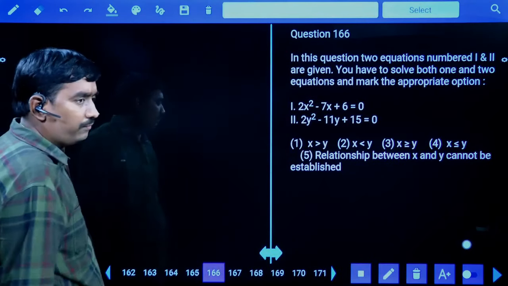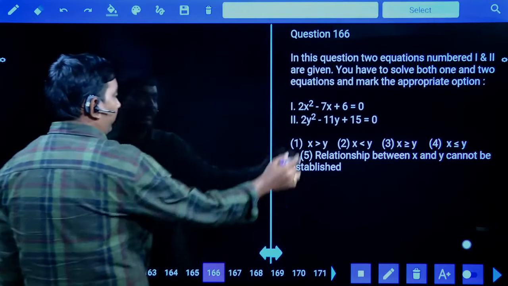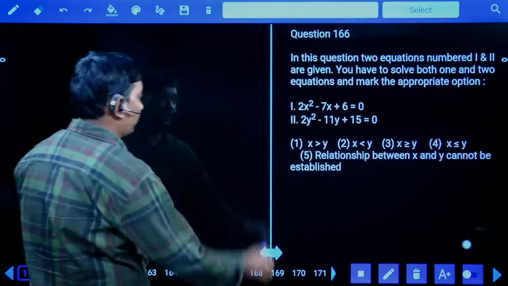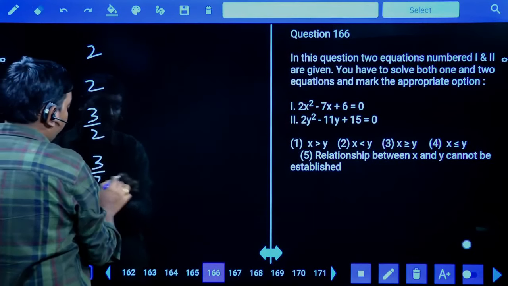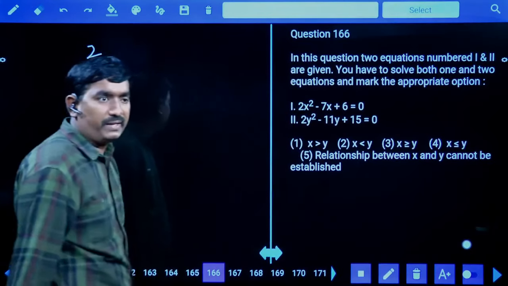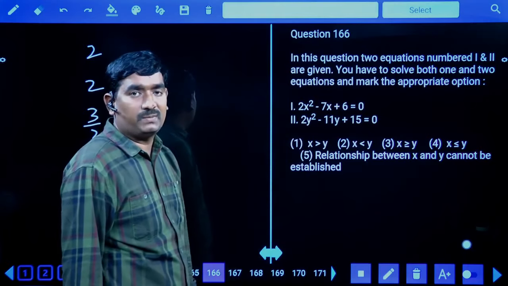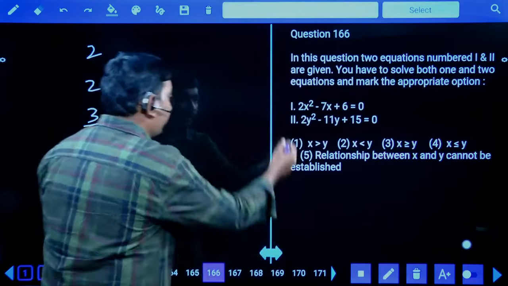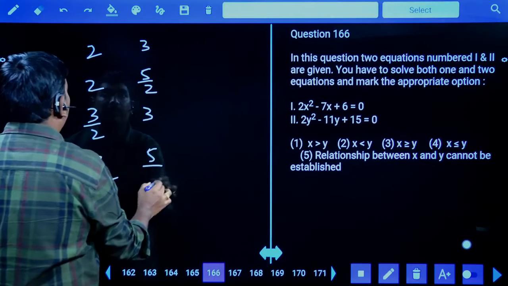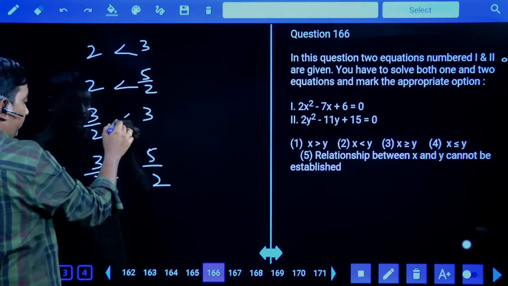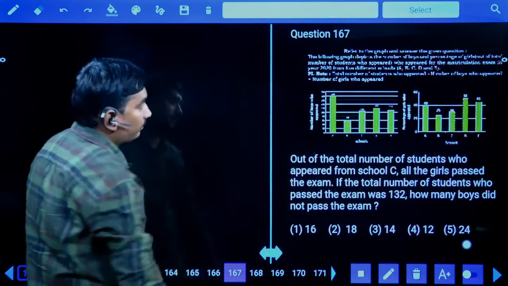6 2s are 12, 4 3s are 12, minus 4 minus 3 is minus 7. Initially minus 4, minus 3; finally plus 4, plus 3. 4 by 2 means 2, 3 by 2. 15 2s are 30, 6 5s are 30, minus 6 minus 5 is minus 11. Initially minus 6, minus 5; finally plus 6, plus 5. 6 by 2 means 3, 5 by 2. The answer is x less than y. Next.